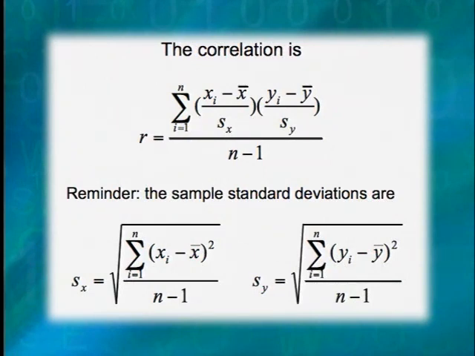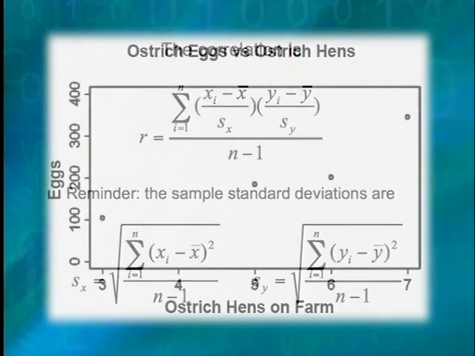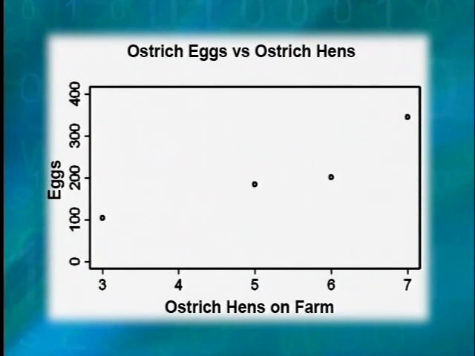Now, let's do a specific example so that we can measure what kind of a number this correlation gives us. So here's an example. In this case, our example has four points to it. Here they are. And these are ostrich eggs versus ostrich hens in an ostrich farm. You see 4 ostrich farms.